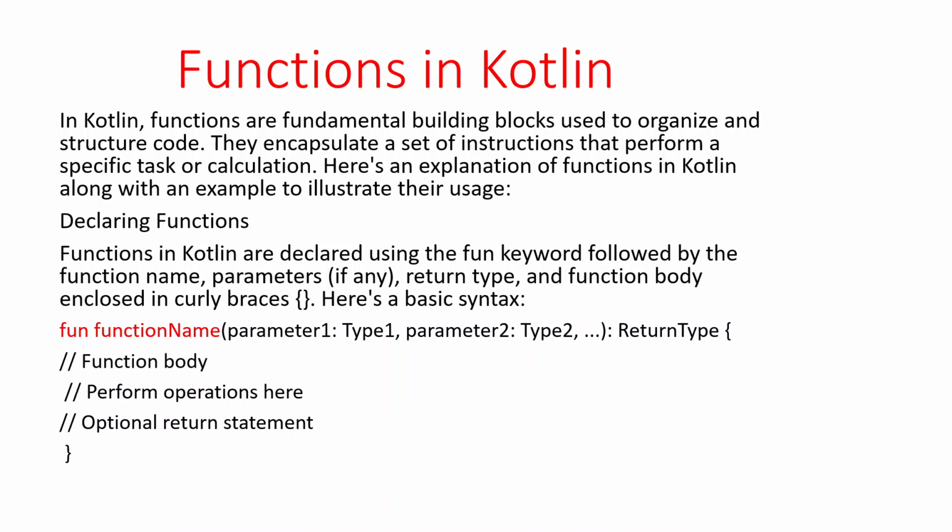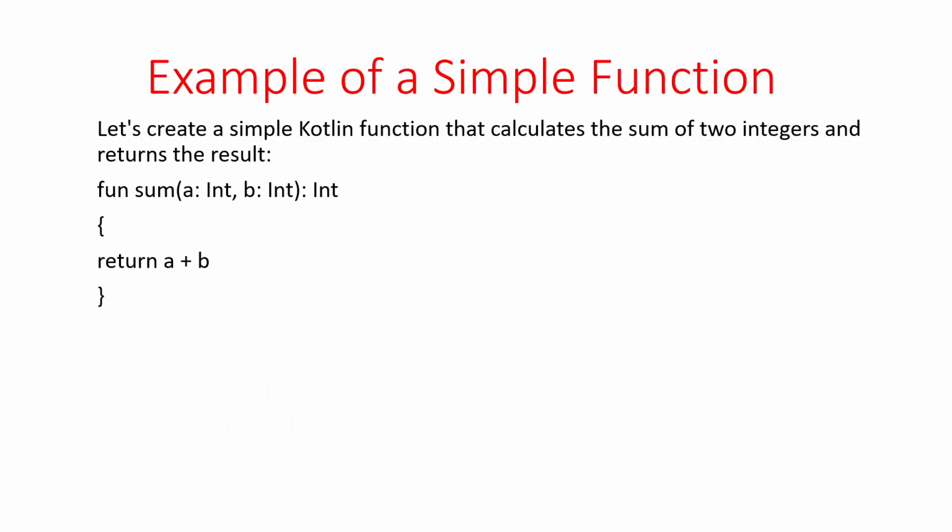Let's understand it by giving one example. Here is an example of a simple function. Let's create a simple Kotlin function that calculates the sum of two integers and returns the result. Here I have created one function, fun, and it will take two parameters of type Int, a and b, and its return type also will be Int, and it will return a plus b.